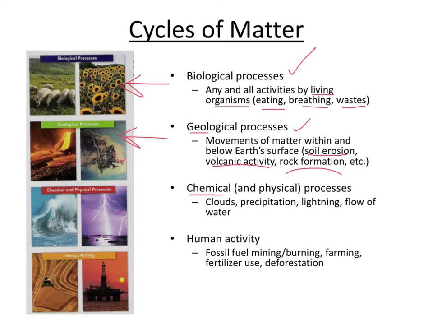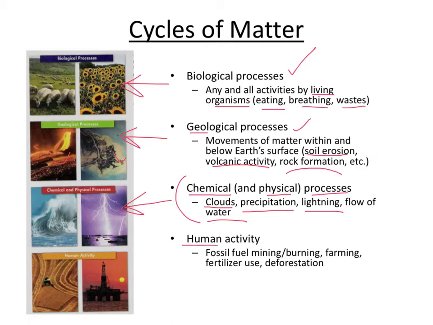Now chemical, or sometimes called physical processes, would also involve non-living things, but not necessarily the planet. So things like clouds in the atmosphere, precipitation in the atmosphere, lightning in the atmosphere, and then water, which would be on Earth but technically not part of the solid planet. Anything that involves those deals we would call a chemical or a physical process.